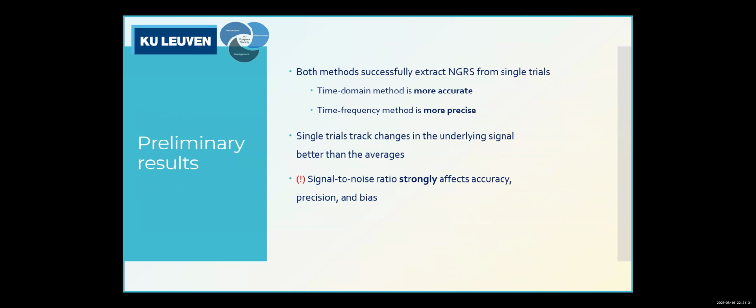And so for the preliminary results, we found that both methods could successfully extract neural gating from single trials, with the time domain method being a bit more accurate, while the time frequency method was significantly more precise. Single trial methods could actually track changes in the underlying signals better than their corresponding averages, which is very interesting. However, signal-to-noise ratios strongly affected accuracy, precision, and bias.